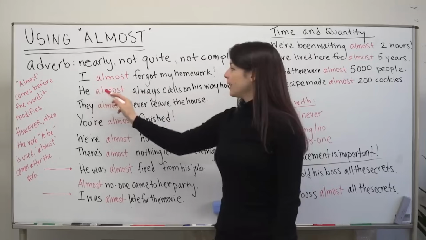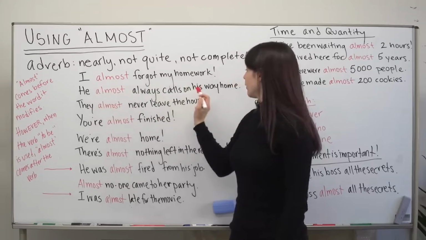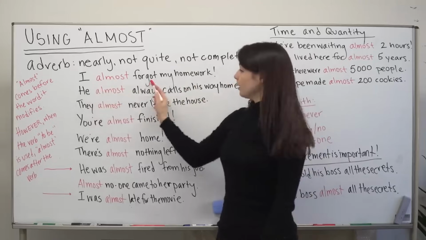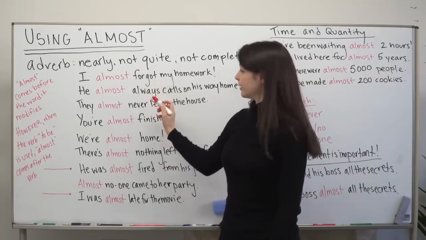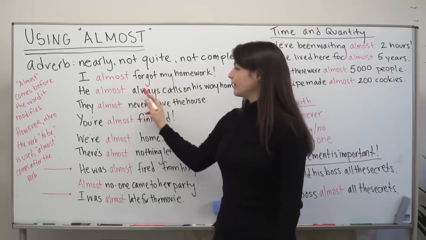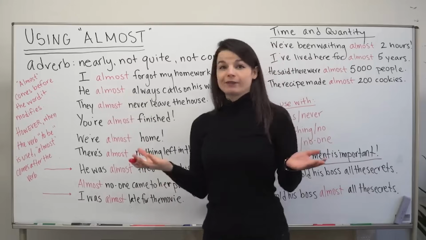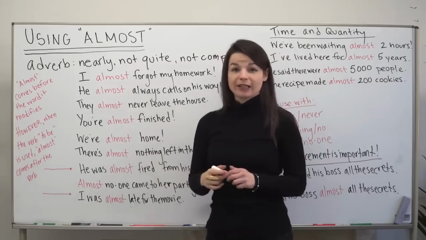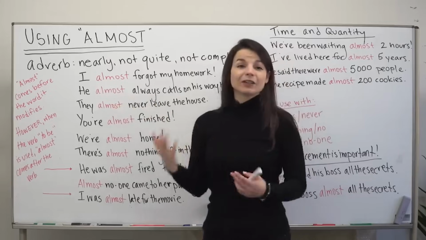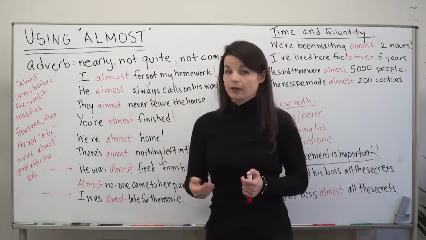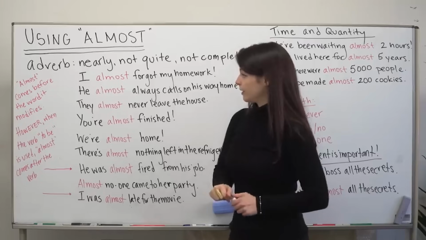Another example, he almost always calls on his way home. So here it comes before the word always in this case. Almost always, meaning maybe like 95% of the time or 90% of the time. So not always, but very nearly always calls on his way home is the meaning of this sentence.